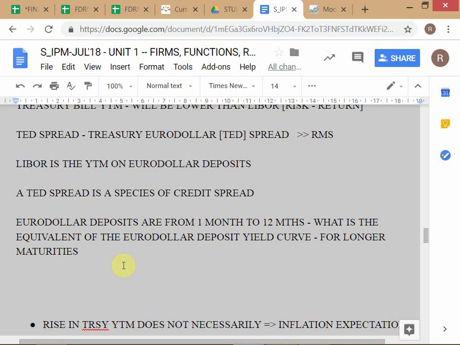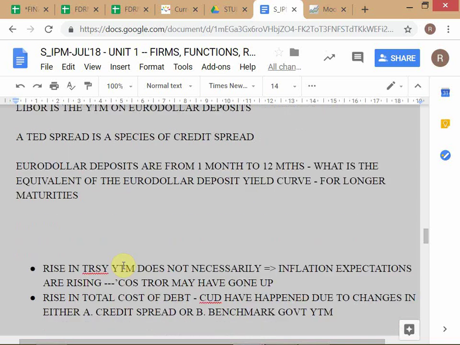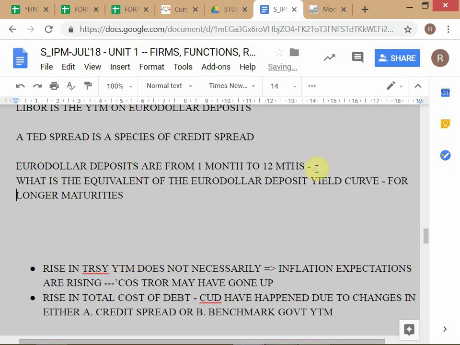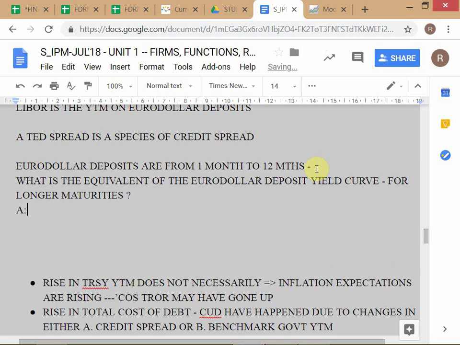One of the things that they can do, and this will also help us to understand the extension of the euro-dollar deposit yield curve further down for longer maturities. So the question is, what is the equivalent of the euro-dollar deposit yield curve for longer maturities? And the answer is, of course, the IRS curve. And we are going to just see what the IRS curve is. IRS stands for interest rate swap.